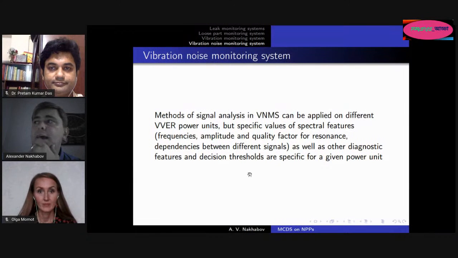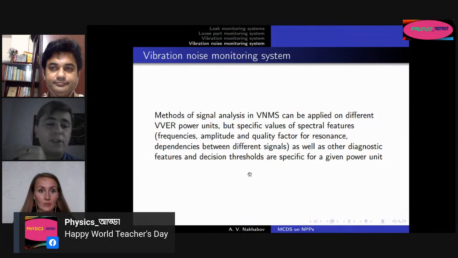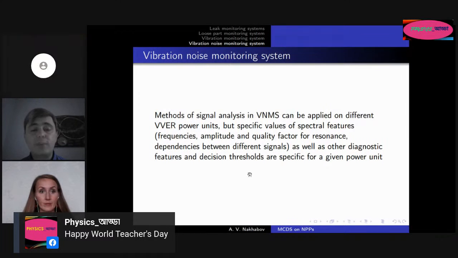Unique means details of characteristics, details of features. In this sense, for every power unit, this system should be installed before startup and should be tuned for the specifics of this power unit. As well, I guess the same will be done for the Rooppur nuclear power plant during construction.